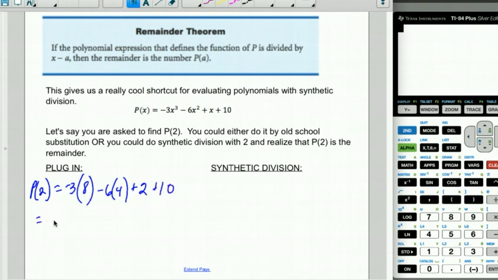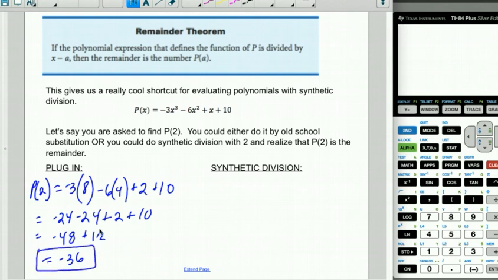So if you do this, you get a negative 24, right? Minus another 24, plus a 2 plus a 10, right? So that's a negative 48 plus a 12 if you put the negatives and the positives separately together, and you get negative 36, and that's great. Okay, so that's one way to find p of 2. There's another way to find p of 2.